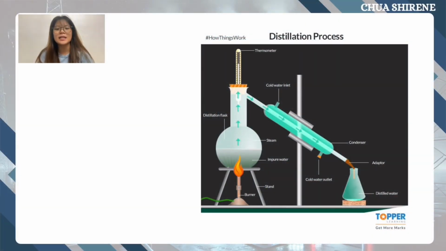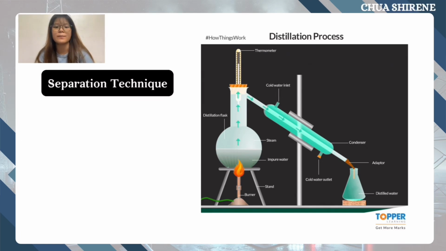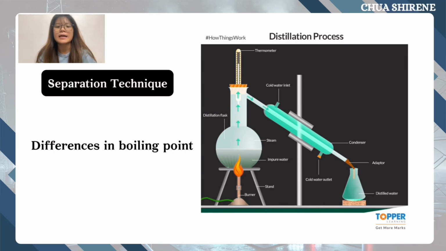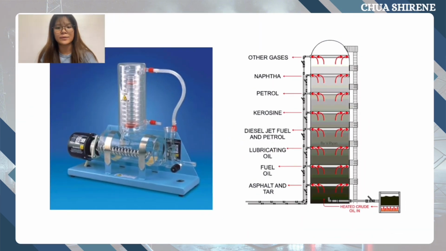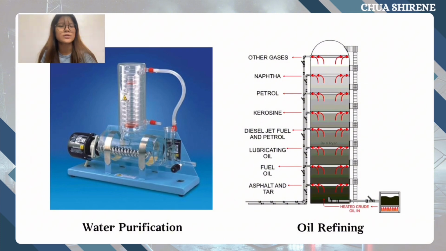In summary, distillation is a separation technique based on differences in boiling points. It works by heating a mixture to vaporize its components, then cooling the vapor to collect it as a liquid. This process effectively isolates and purifies the substance, as we demonstrated here. Distillation has countless applications, from water purification to refined oil, making it a vital tool in science and industry.